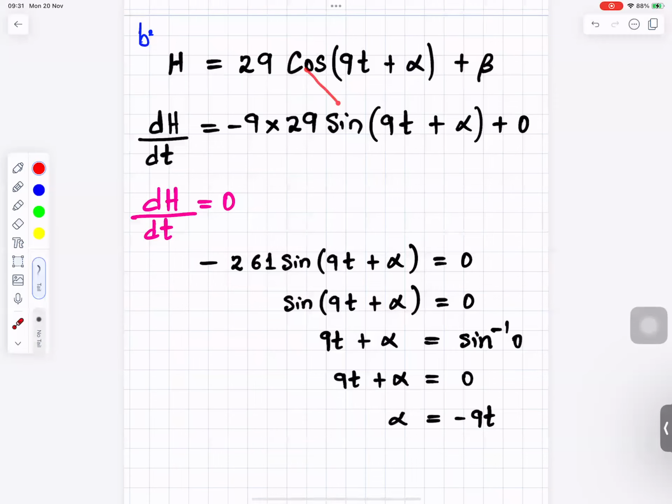We differentiate the cosine, it becomes minus sine when you differentiate cosine. And you have the 9t plus alpha. And when you differentiate beta, you get 0. So we want to solve dh over dt equals 0. So 9 times 29 gives you 261. Put all of that equal to 0. Divide by 261. So we solve this equation, inverse sine of 0. And so alpha will be equal to minus 90.